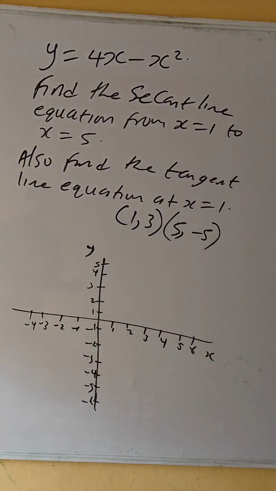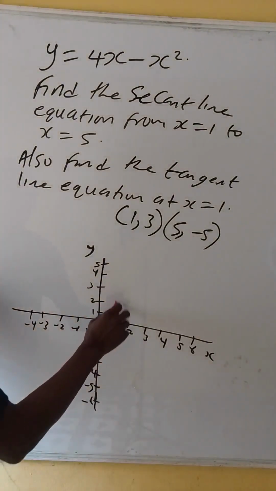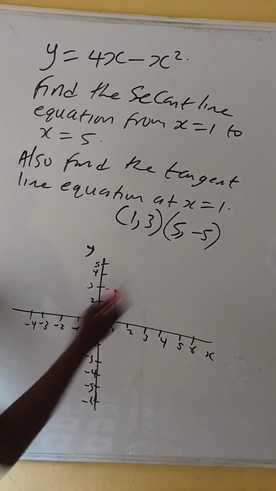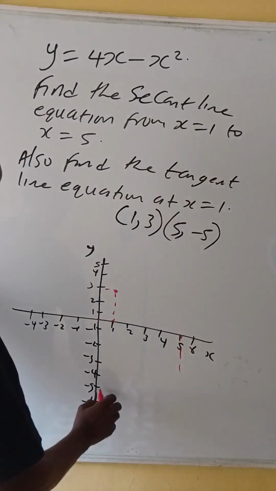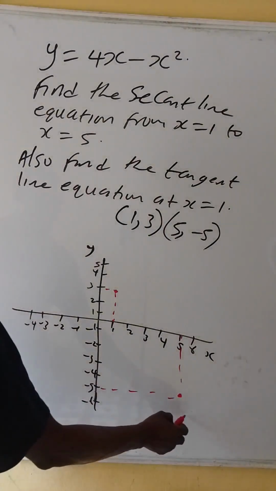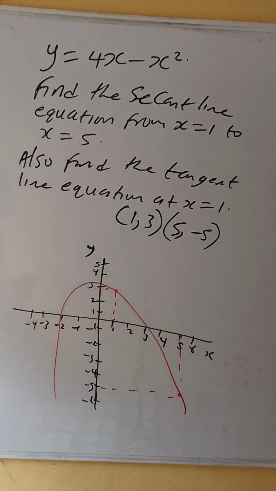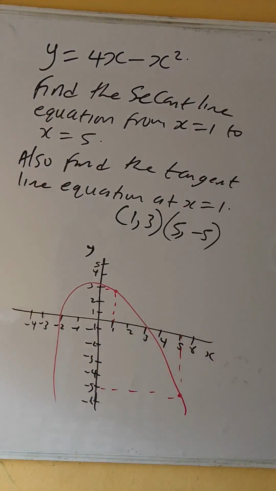So we're going to be plotting. The first is x equals 1, y equals 3. So x equals 1 here, y equals 3. X equals 5, y equals minus 5. So this is it. That means my curve is going to go like this. That is the curve I have.